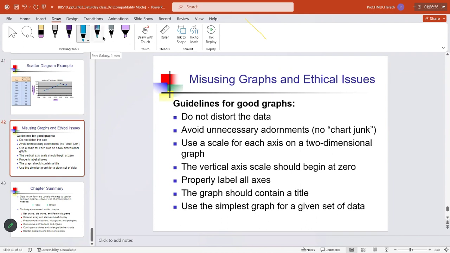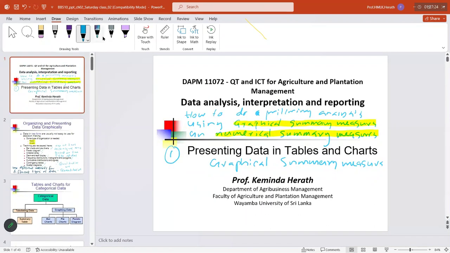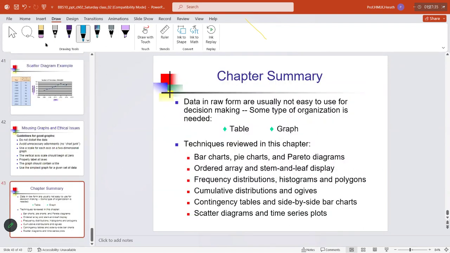Use a scale for each axis on a two-dimensional graph. The vertical axis scale should begin at 0, and the axes should be properly labeled. The graph should contain a title, and you should use the simplest graph for a given set of data. These are some good tips. With this, I will be concluding talking about presenting data in tables and charts. Next we will be talking about how to present data with numerical summary measures.